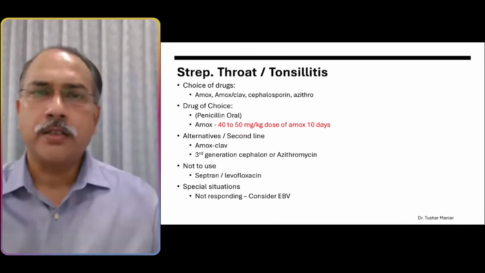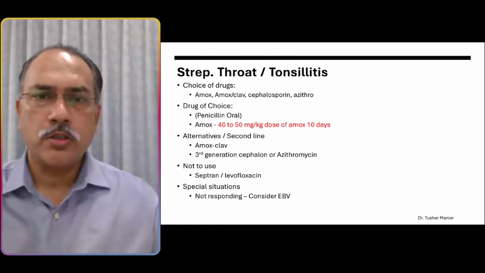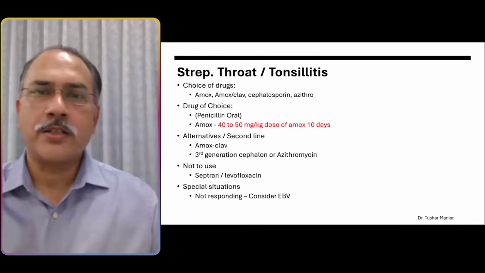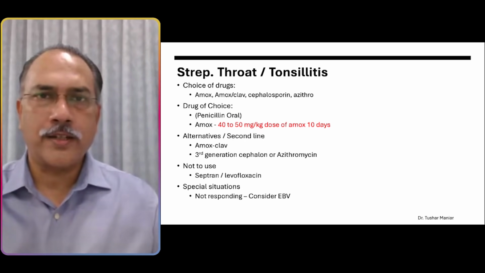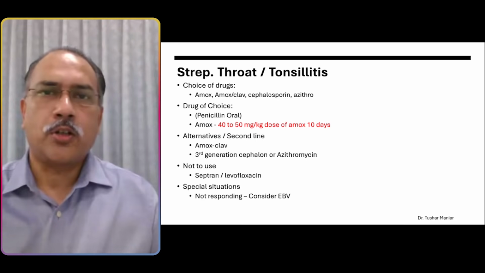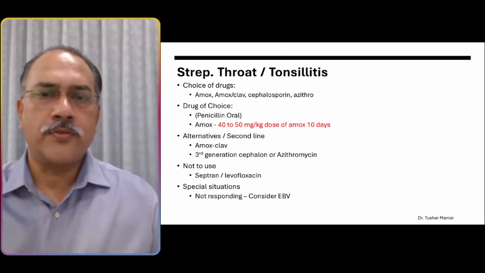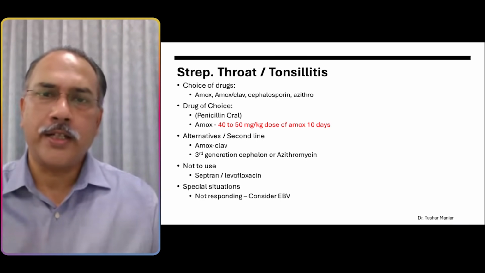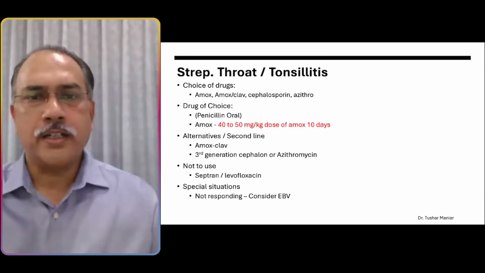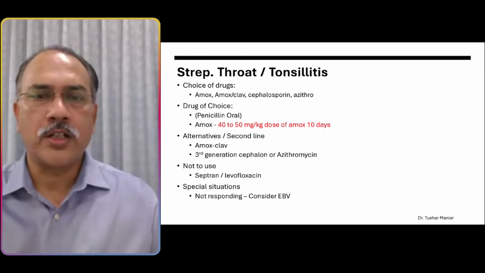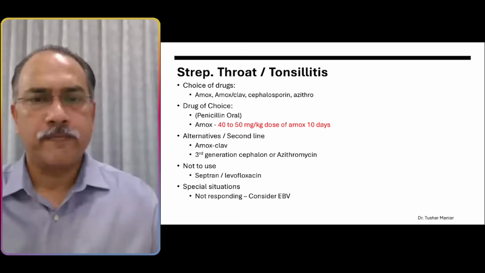What not to use? Again, Septran not to be used. Levofloxacin, again, it's an overkill. Also, it can have side effects. And last but not the least, that it's one of the drugs which may be used for anti-TB secondary line, and hence we should be protecting these drugs very vigilantly.